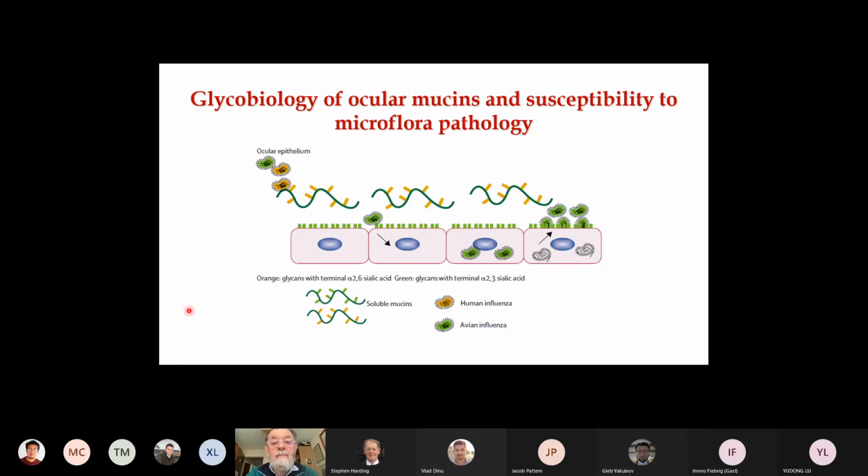Okay. This is a representation of interaction of influenza virus with the ocular mucins. Just to show that if you look at the cells right in the middle there, if you move from the left to the right, you can see that the cells are invaded by the virus to give the pathology. So next slide, please.